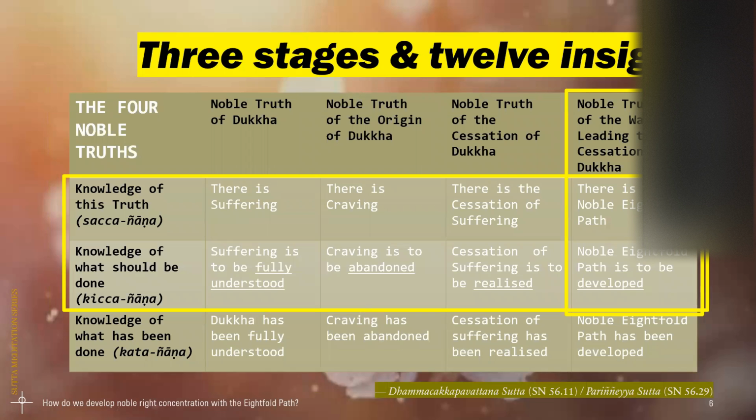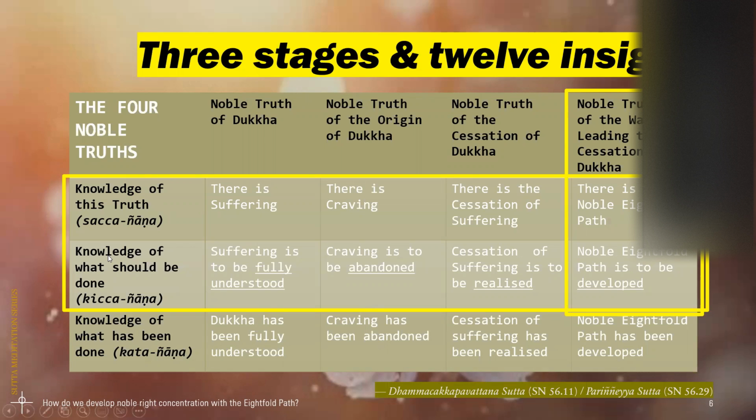So again, what we've learned before are there are three stages and 12 insights. So the first and second stage is really around being a sekha, a learner or a trainee. So when we are a learner or trainee, we understand that this knowledge of the truth, that there is suffering, there is craving, there is a cessation of suffering, and there is also this path. That's the way out of suffering, the Noble Eightfold Path.